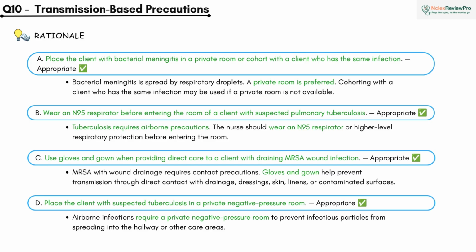Option C says, use gloves and gown when providing direct care to a client with draining MRSA wound infection. This is appropriate. MRSA with wound drainage requires contact precautions. Gloves and gown help prevent transmission through direct contact with drainage, dressings, skin, linens, or contaminated surfaces. Option D says, place the client with suspected tuberculosis in a private negative pressure room. This is appropriate. Airborne infections require a private negative pressure room. This helps prevent infectious particles from spreading into the hallway or other care areas.